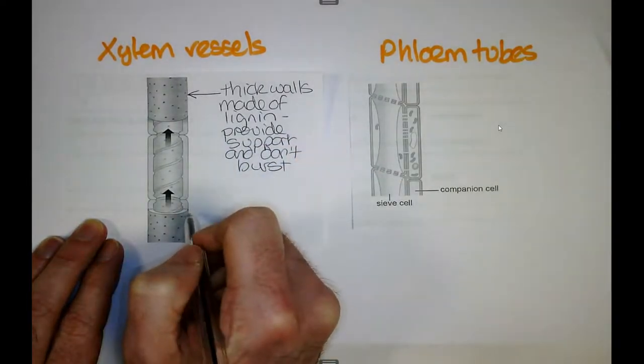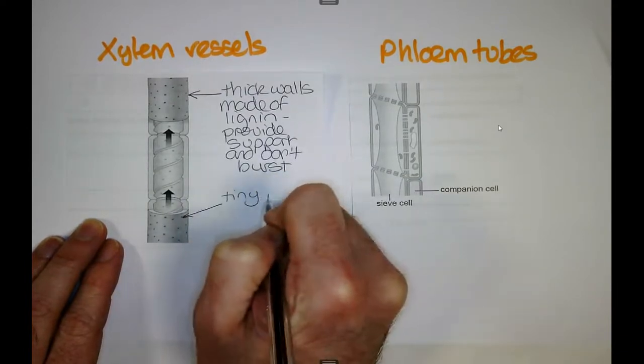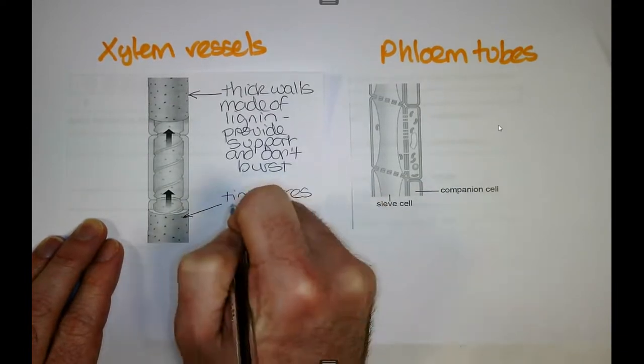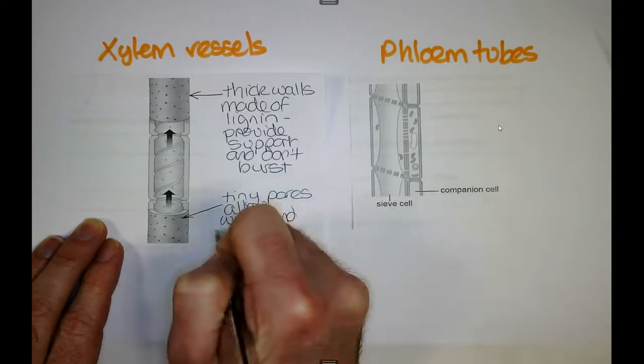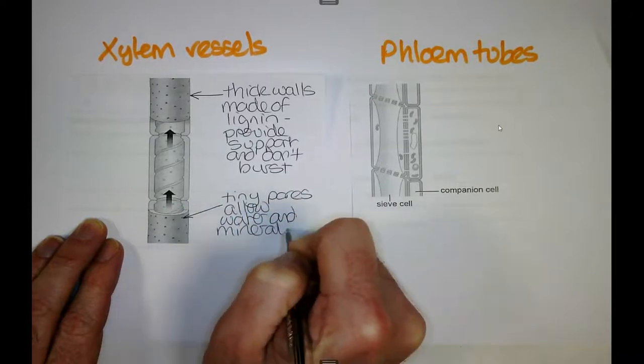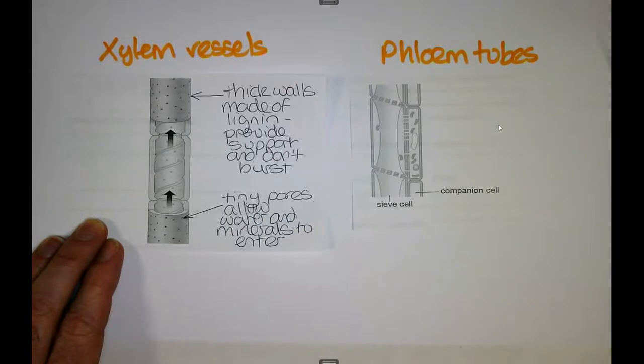You might also see here that there are tiny pores. So tiny pores allow water and minerals to enter. And that's the main job of xylem vessels. They transport water and minerals.